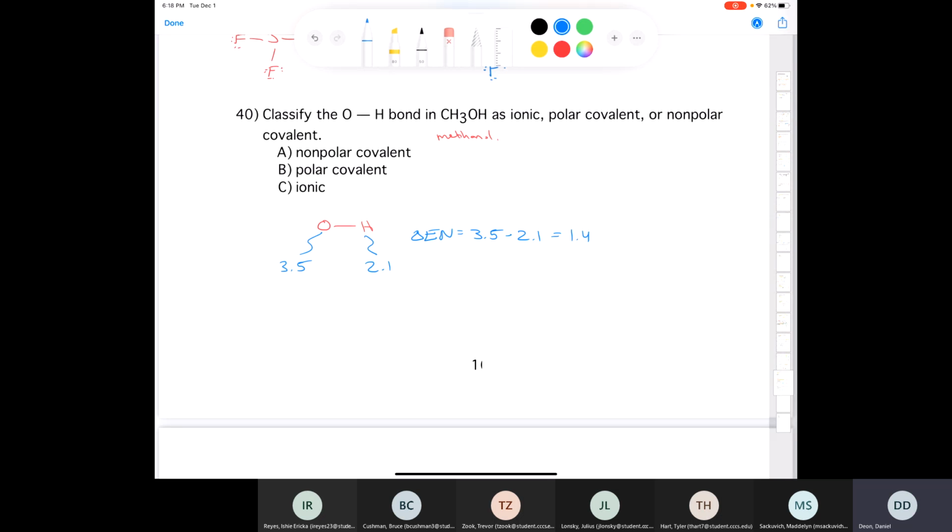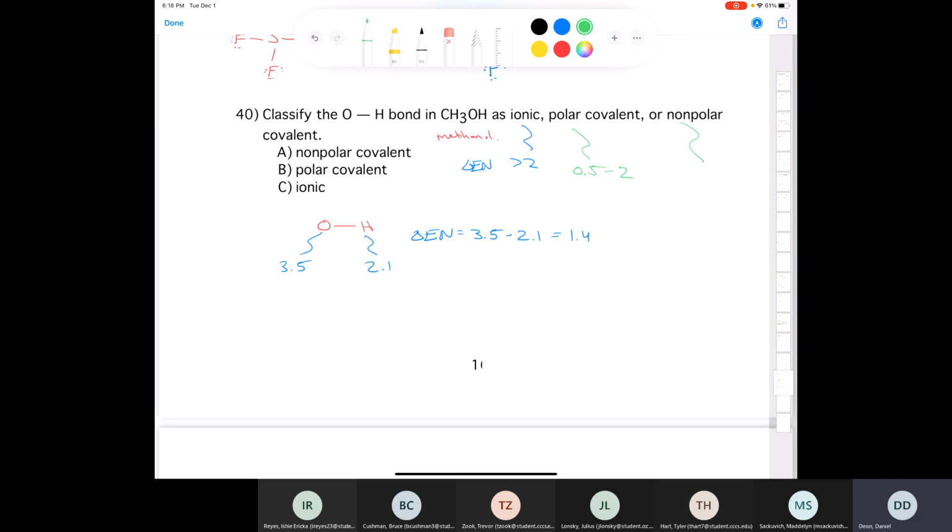1.4. Now, ionic is usually when we have a difference in electronegativity that's greater than 2. Polar covalent is going to be somewhere in the neighborhood of around 0.5 to 2, 2-ish, right? There are no hard and fast numbers here.